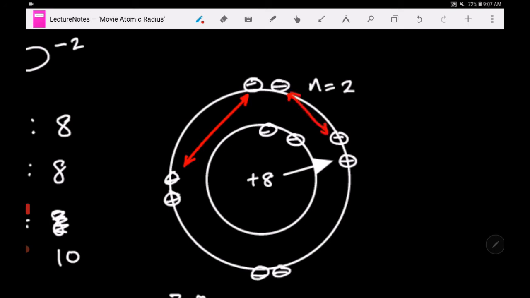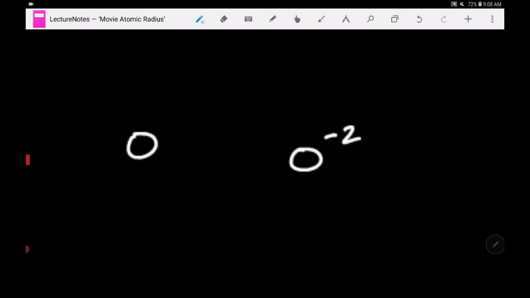These electrons are going to be trying to repel each other to get as far away from each other as possible, because like charges repel. Adding more electrons to the atom means there's more electrons trying to get away from each other. And for a circle, the only way that you can get them further away from each other is to make the circle bigger. So the oxygen ion, oxide, is larger than the parent oxygen atom because there's more electrons repelling each other around the nucleus.